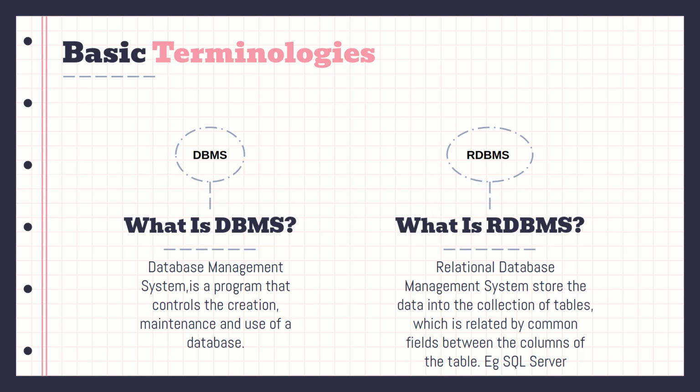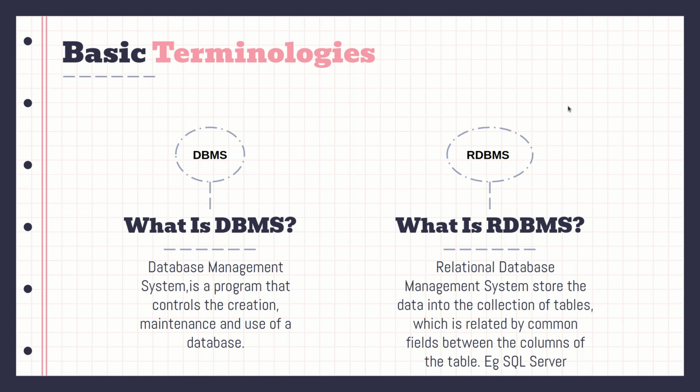We also have something called the relational database management system. A relational database management system stores the data in a collection of tables, which are related by common fields. So we have data that is stored in tables that are related by different columns. We can use those columns to track data in different tables of our database. For example, SQL Server is an example of a relational database management system. Okay.